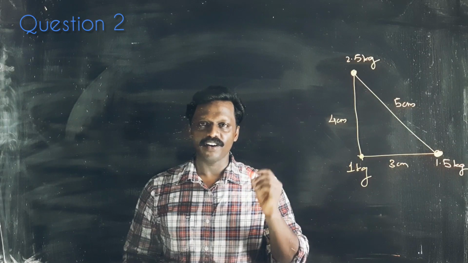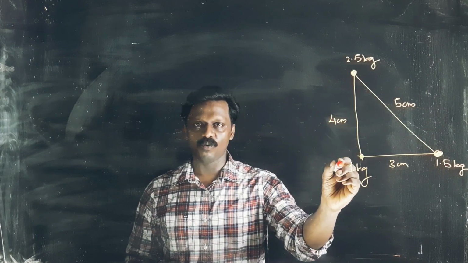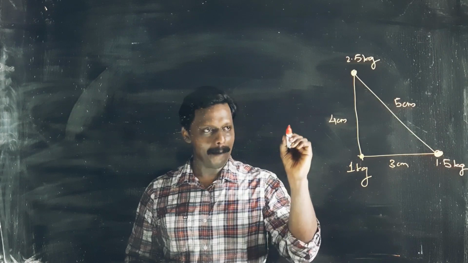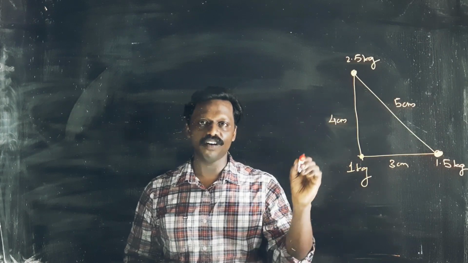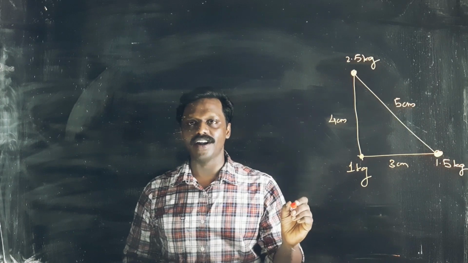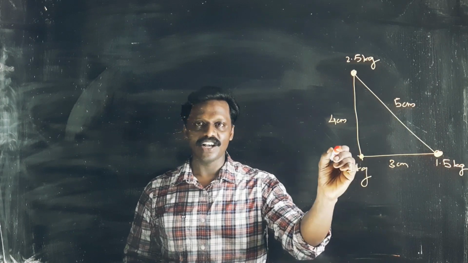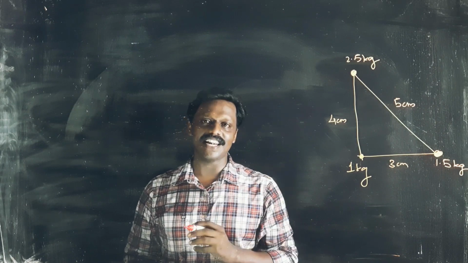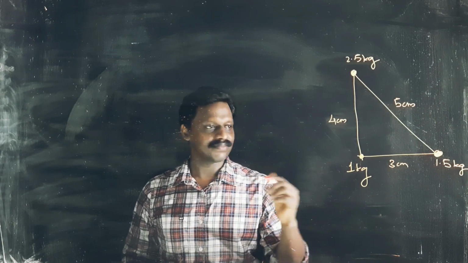In this question, we are having three masses, 1 kg, 1.5 kg and 2.5 kg, placed at three corners of a right angle triangle as shown. We have to find the position of the center of mass with respect to the 1 kilogram mass. This is an easy question.